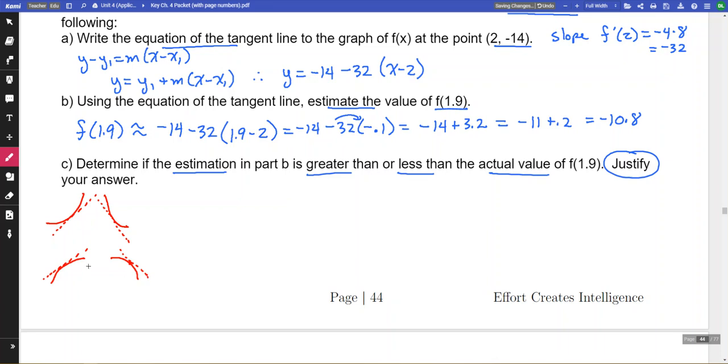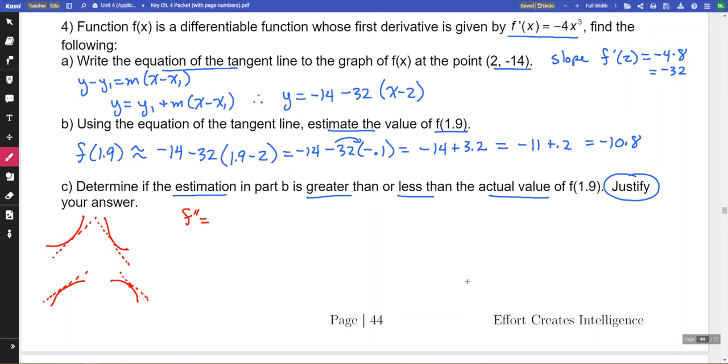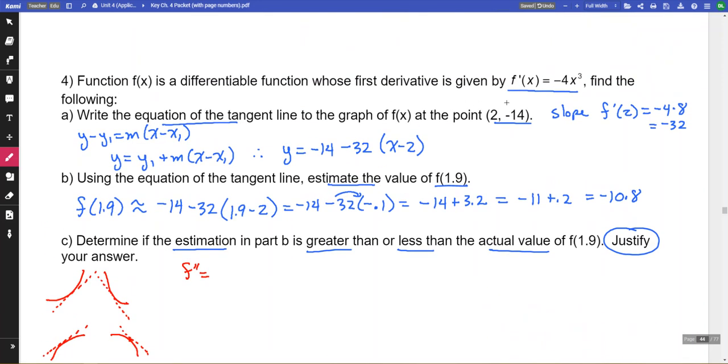Well, how do we determine concavity? We need to find the second derivative. What's our second derivative? Our second derivative is going to be the derivative of the first. So that's going to be negative 12x squared. All right. Now, what is that second derivative at our point where we have our tangent? So what is that second derivative at 2? That second derivative is negative, and that's really all we care about. So therefore, we know that we are concave down.